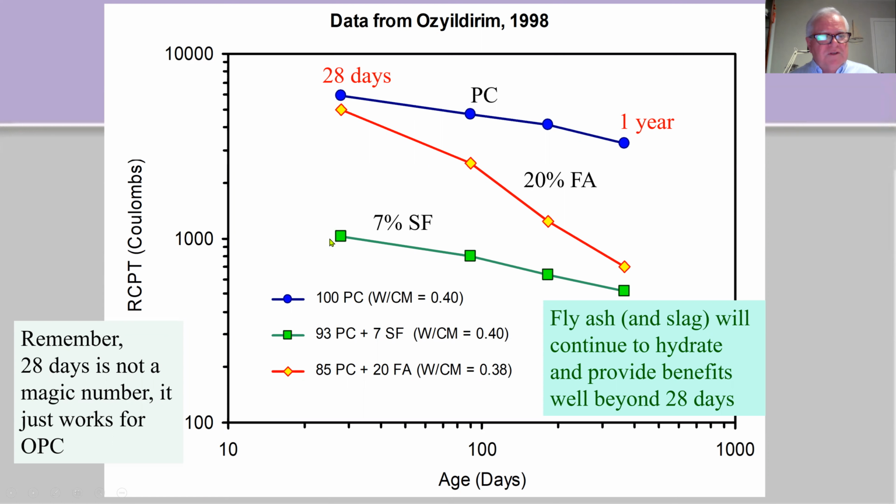Silica fume is great. It reduces permeability, and this is a log scale of age and coulomb values. You get low permeabilities, about an order of magnitude lower with 7% silica fume, but the slope of reduction with age is small because it reacts quickly, just like Portland cement. It's about the same slope. But if we take fly ash at 28 days, it doesn't look any better than the Portland cement. But by a year, it's almost as good as the silica fume. Give it another year, it'd probably be as good as the silica fume.